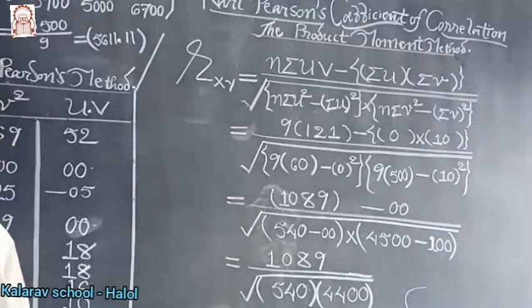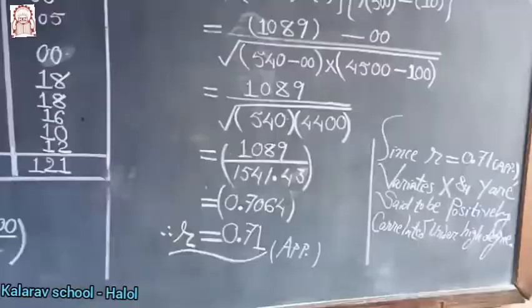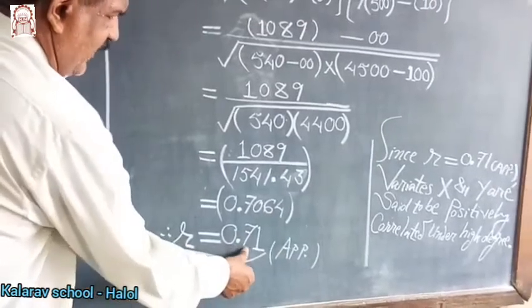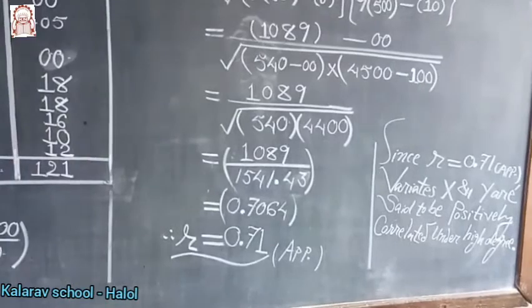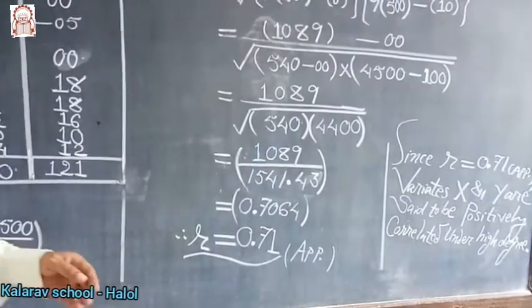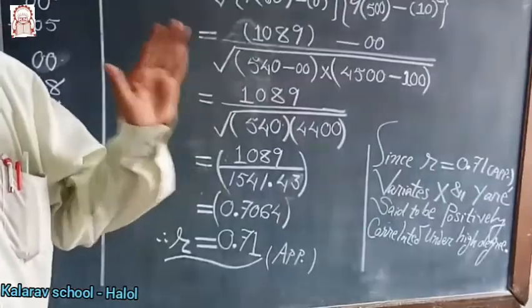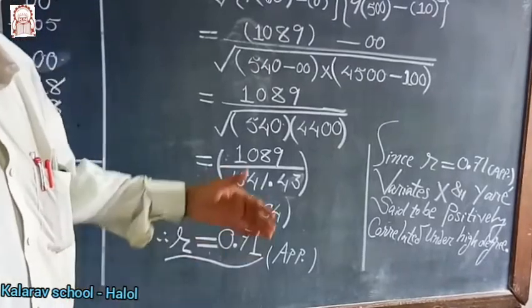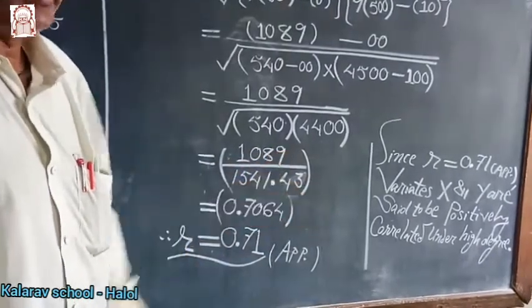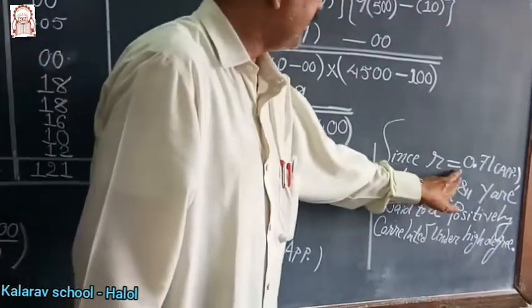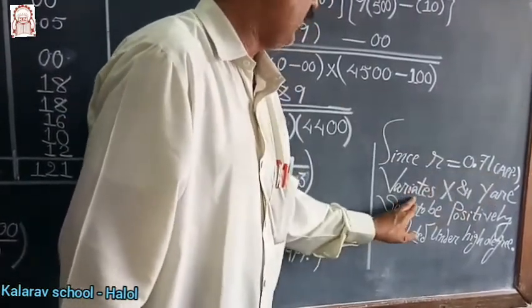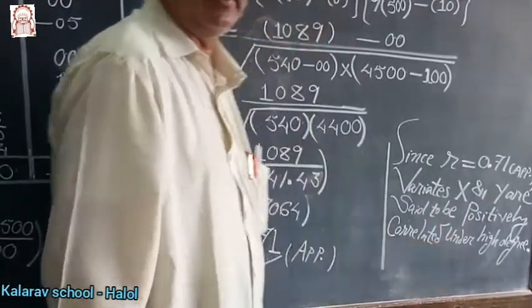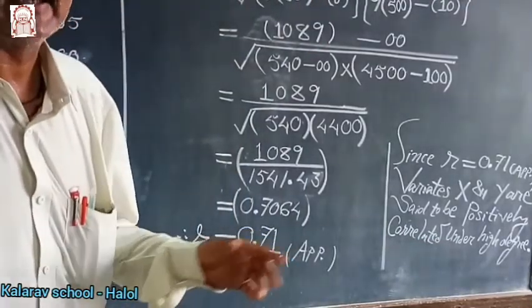Answer will be 0.7064. As the third digit after the decimal point is more than 5, therefore r equals 0.71 approximately. As this answer is more than 0.50, therefore the degree becomes high. And as the answer is positive, the variables are said to be positively correlated. Therefore the interpretation will be: since r equals 0.71 approximately, variables x and y are said to be positively correlated under high degree. If the answer becomes 0.90, 0.95, then it is an extremely high degree.